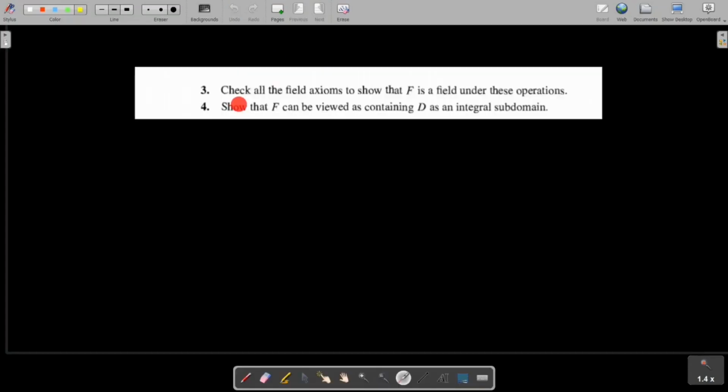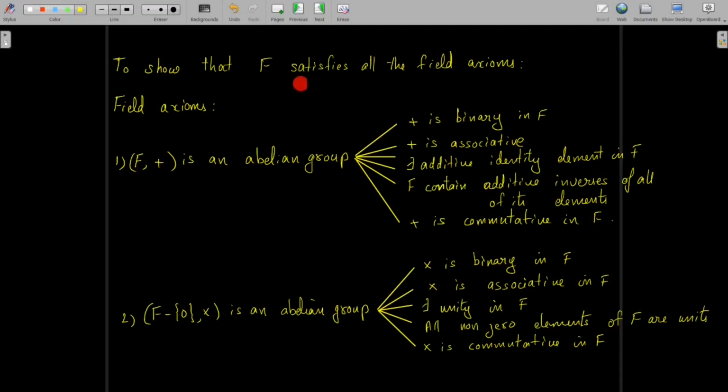Now, 2 more steps remain. We have to show that all the field axioms are satisfied by the set F together with the operations addition and multiplication defined by us. And finally, we have to show that F can be viewed as containing D as an integral domain. We are discussing these 2 steps in this video. So, we are going to show that F satisfies all the field axioms.